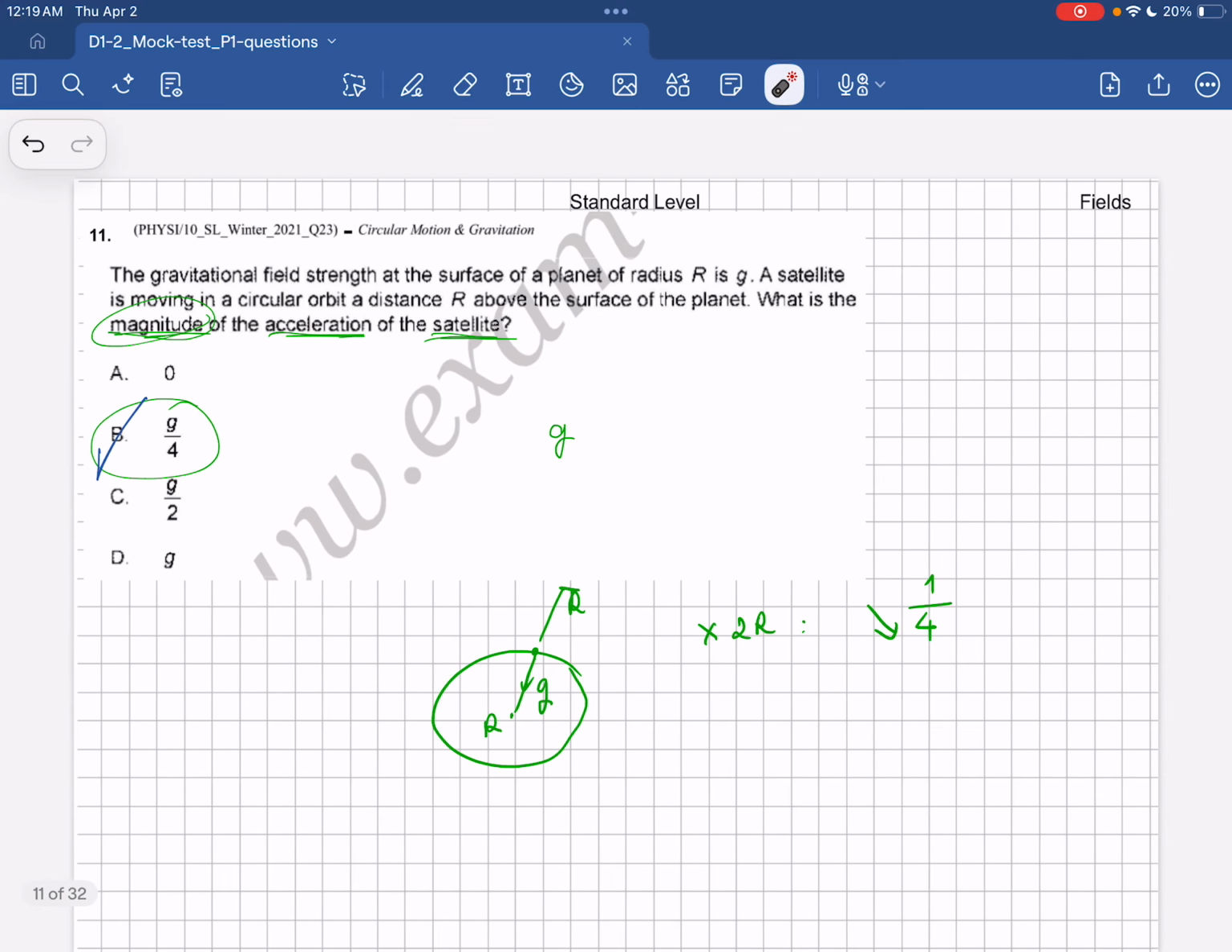Okay. Number 11, gravitational field strength at the surface of planet is g. Now we have another satellite moving in a circle above the surface, at another r. What is the magnitude of the acceleration, or basically the g here? Again, g is proportional to the inverse square law of the radius. Now it is twice the radius, so it should drop by 4 times. 2 squared is 4. So that should be B.